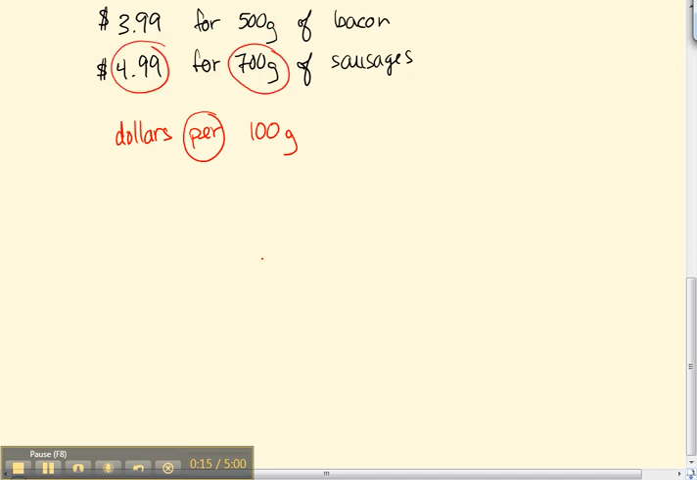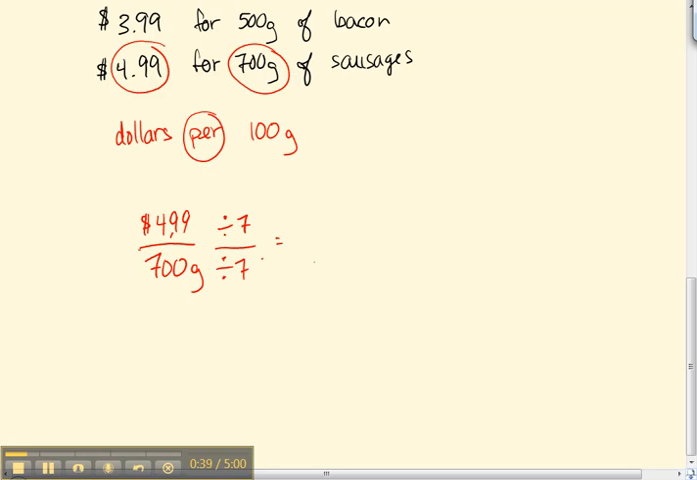So it's $4.99 for 700 grams, but I want the price per 100 grams, so I'm going to divide top and bottom by 7. And remember from fractions, if you do something to the bottom of a fraction, you have to do the same thing to the top, or else you change the fraction. I don't want to change the fraction. I want to keep it the same, but put it in a more workable unit. In other words, divide everything by 7. Okay?